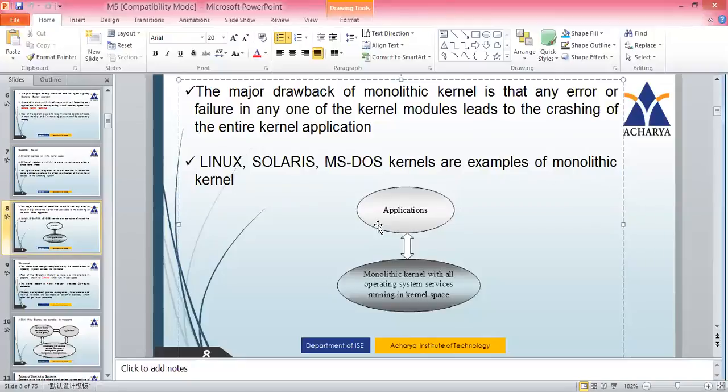Now you are seeing here the application and the monolithic kernel with all operating system services running in kernel space. All the modules are closely bound and in one common space. So any small error in any one of the modules here will affect the entire kernel. This is what a monolithic kernel is.